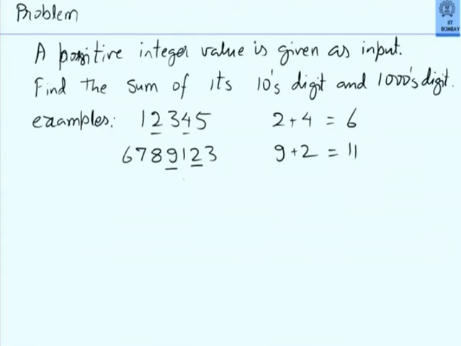Suppose somebody gives you a number 345. So, what is the 1000 digit? It is 0, which is non-existent here, plus 4, which is this digit, is equal to 4. Suppose somebody gives you only a single digit, 7, then it is 0 plus 0.